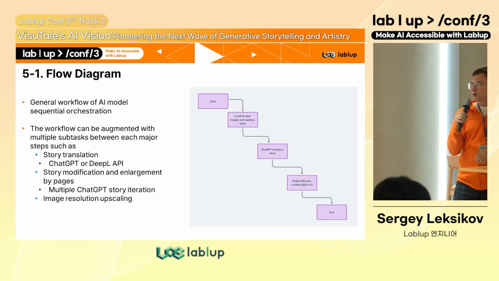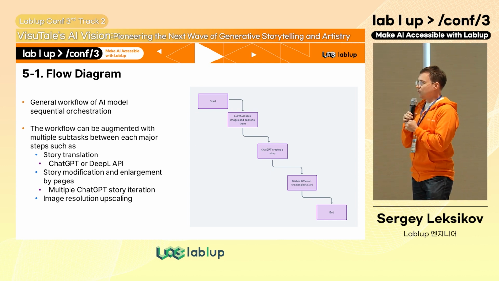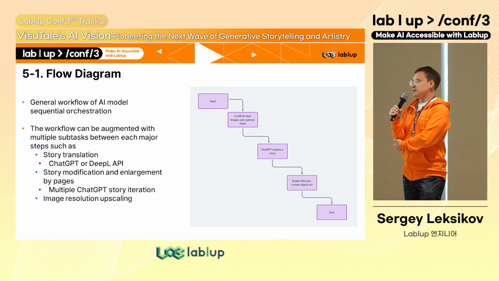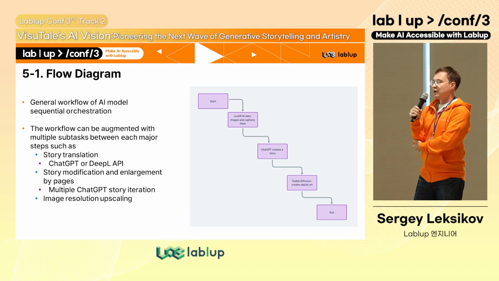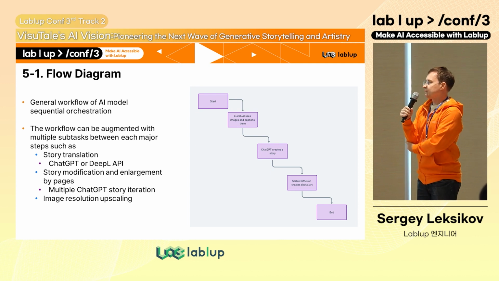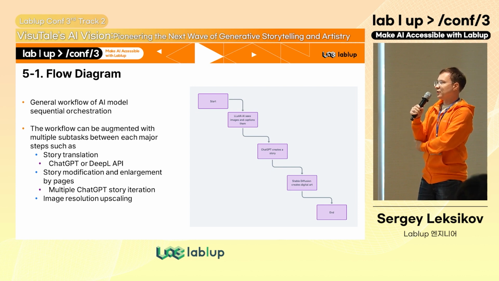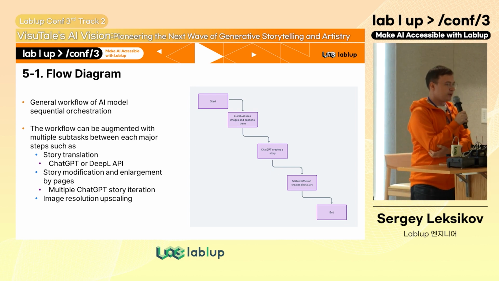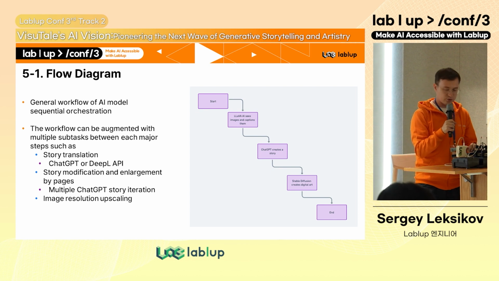So this is a kind of general workflow between 3 large language models, but between each step, any user can add some other tasks. For example, story translation by using ChatGPT itself or using Google API, and using iterative processing, the story can be enlarged for multiple pages, for example, or you may apply an image resolution upscaling model to increase story-based images.